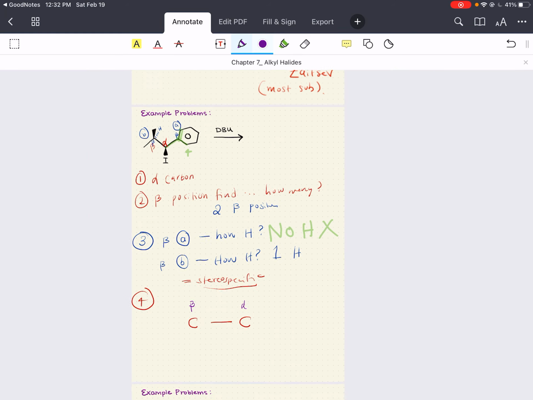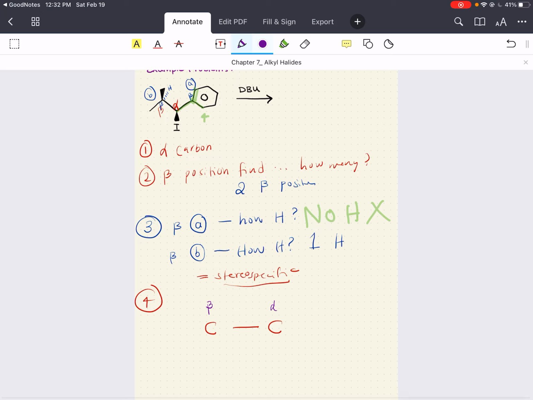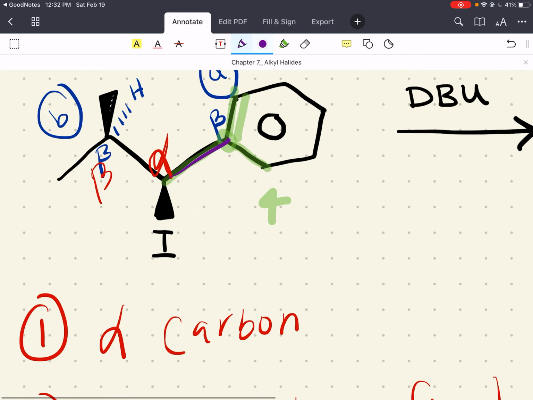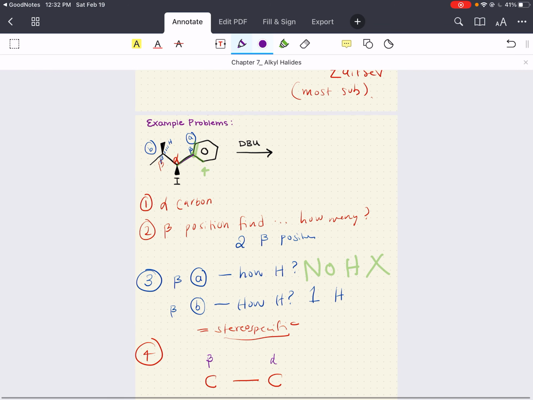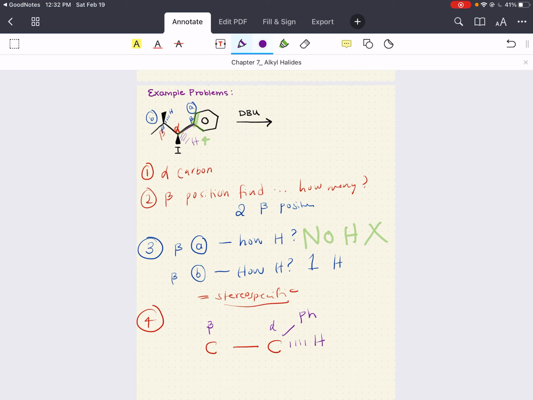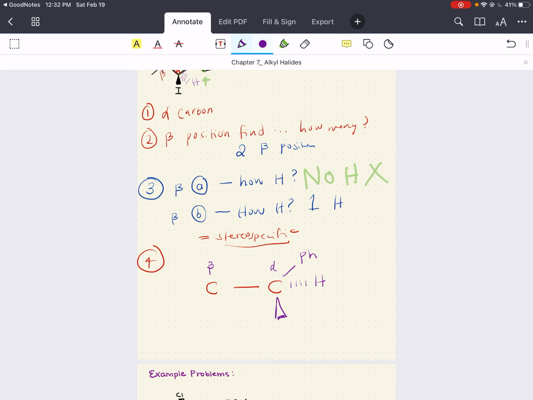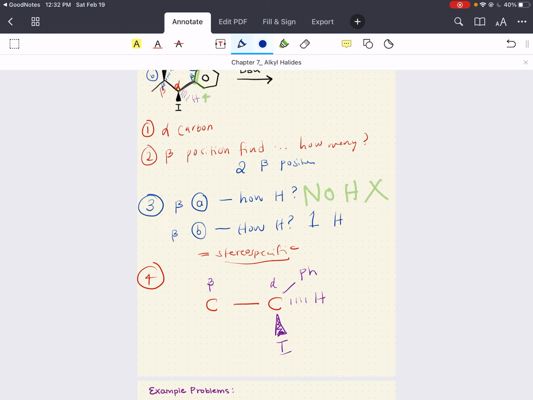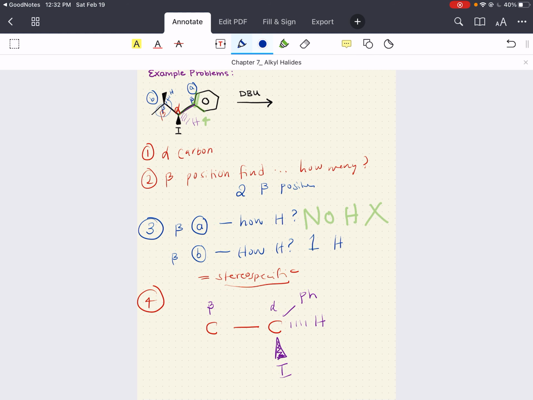Now we're going to attach everything on the alpha, and then we're going to attach everything on the beta. If you look at the alpha, you have this phenyl group, so we're just going to do that. Phenyl. Then we have on this dash a hydrogen. We're going to keep our dashes in the middle, hydrogen right here. And then on the wedge we have iodine. Beautiful. Now we want to look at our beta carbon. Here's our beta carbon right here. What's attached there?